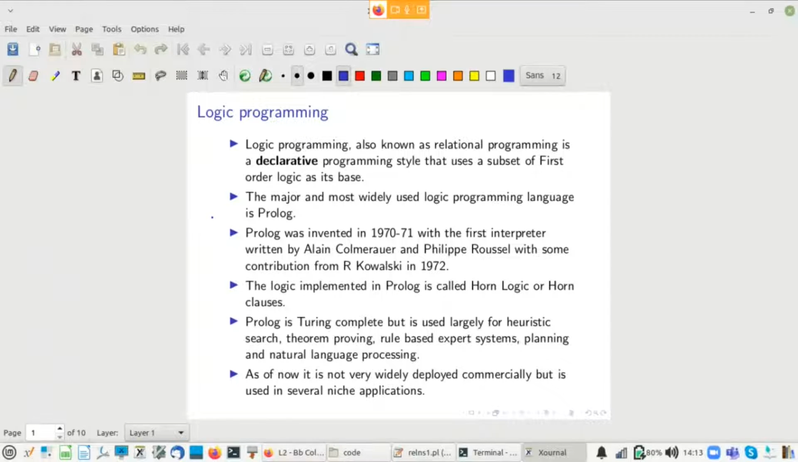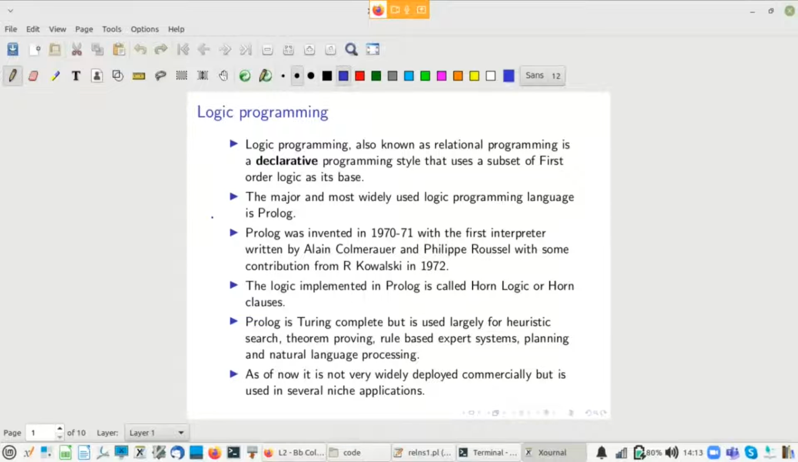I'm assuming most of you have done logic, perhaps in the discrete math course or otherwise. If you have not done it, that's why we'll review it briefly a little later. Some of you may not have done it. Now, Prolog is Turing complete, which means that anything that you can do in any other programming language, you can do in Prolog.